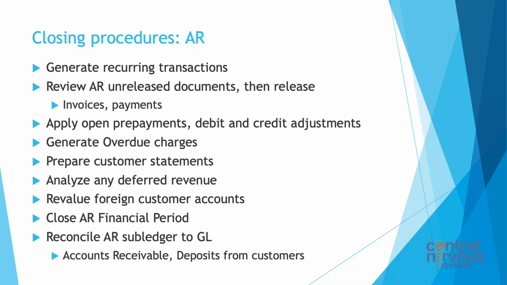So just like we did for AP, we may have auto-recurring transactions. Are we billing out to subsidiaries, for example, on a monthly basis for their share of the rent or certain expenses that need to be charged out that are repeatable on a monthly basis? So having those recurring transactions taken care of. Next, again, review AR unreleased documents and then release anything that needs to be released because it wasn't. If something can't be released, then the discussion is to accrue it or move it to the next period.